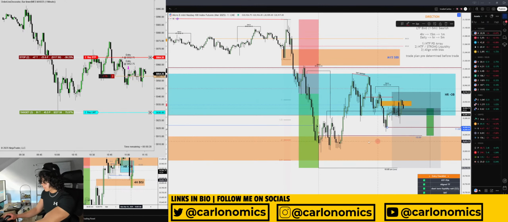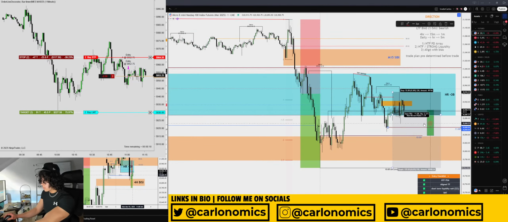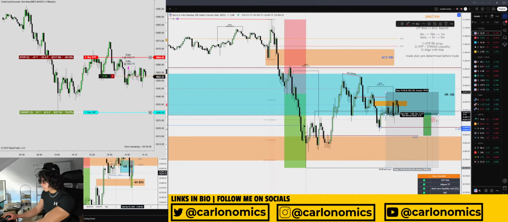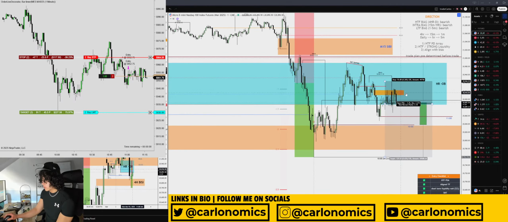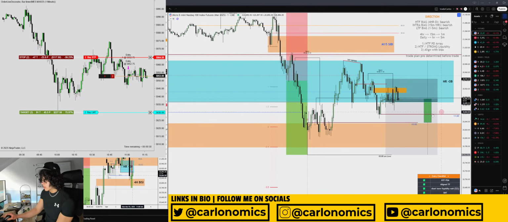But I'm basically playing off the hourly OB on the higher time frame. And the 1 minute entry was this 1 minute gap aligned with this breaker. So we're basically seeing if we want to respect this 1 minute SIBI and seeing if we want to go for the 10 a.m. lows.